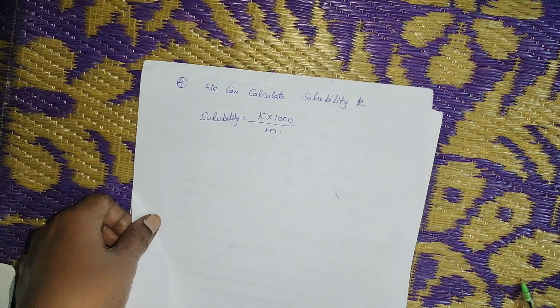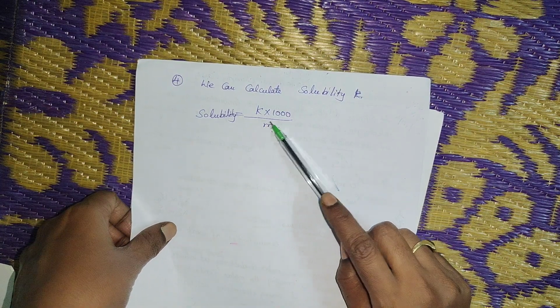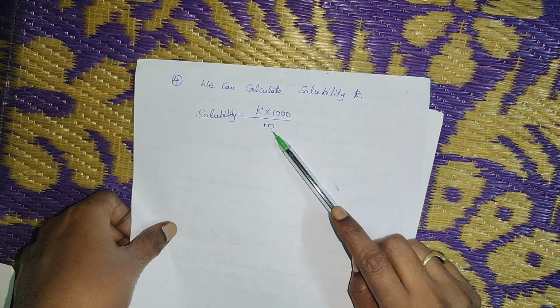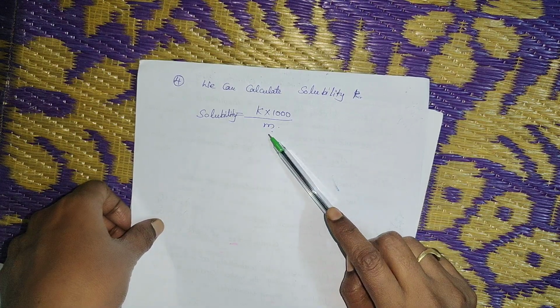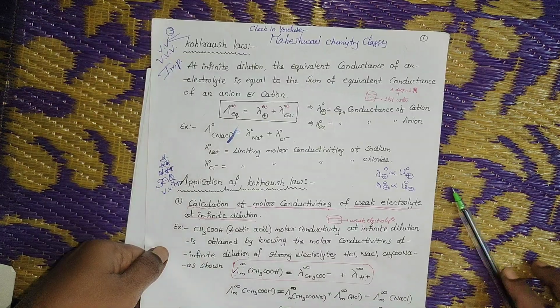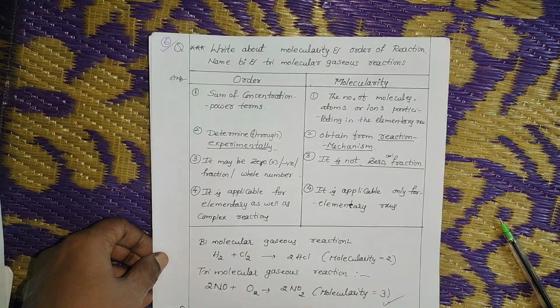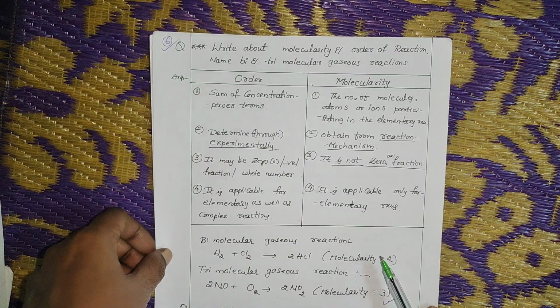Next, the fourth application is we can calculate the solubility. Solubility equals K into 1000 by M. Here M is molarity. You may take any kind of concentration. So it is for 4 marks purpose. This Kohlrausch's law application is for 4 marks. It is a combination question for LAQ. And after Kohlrausch's law, one more 4 marks question.